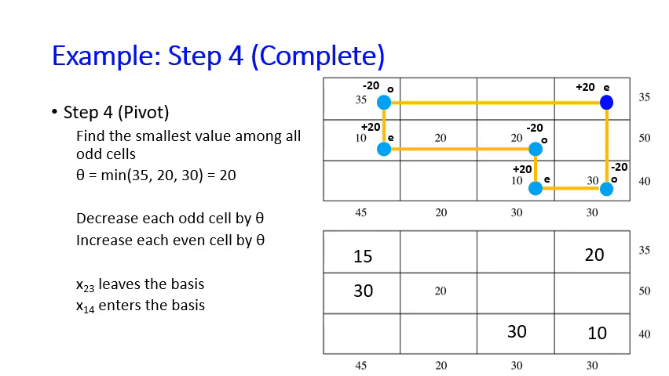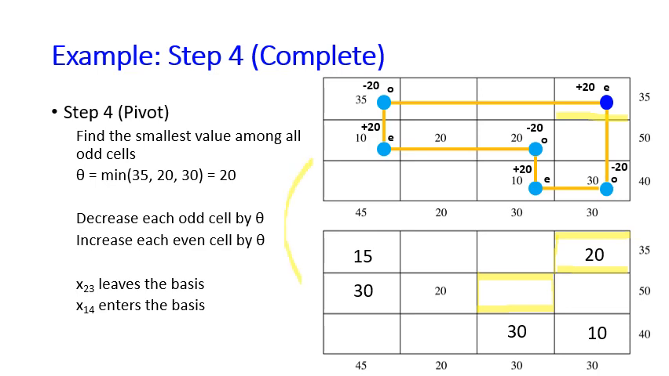So this is the result. You can see, as I've said before, now the cell 2, 3 becomes an empty cell because it leaves the basis and now it becomes a non-basic variable. On the other hand, x14, or the cell 1, 4, now becomes a basic variable. Previously it is an empty cell. Now it becomes a cell with the value 20 inside the cell.